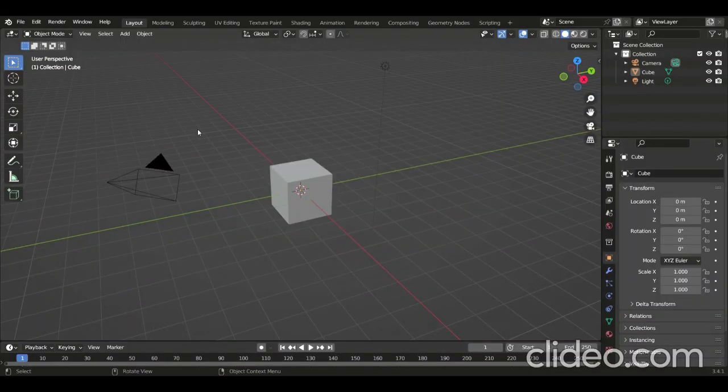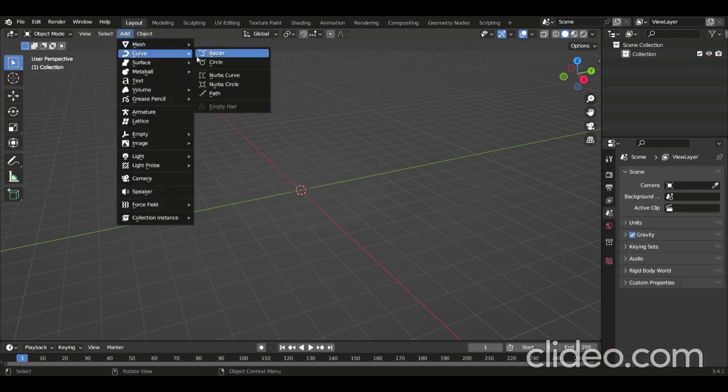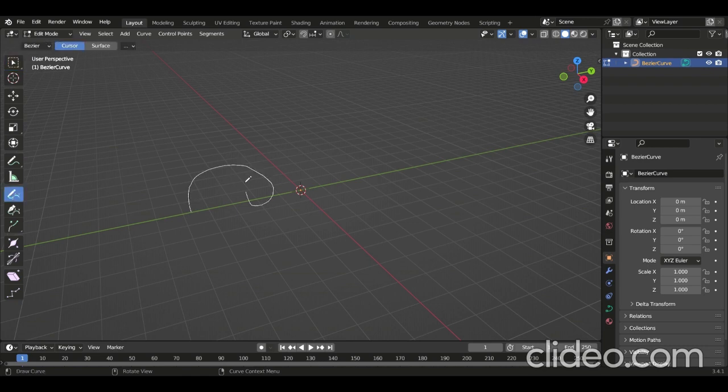We'll do a small example of knot insertion in the Blender application. First we select all the existing components and delete them. We need to add a Bezier curve, and once we enter into edit mode, we can draw a Bezier curve. So let's delete this curve and draw a random Bezier curve.